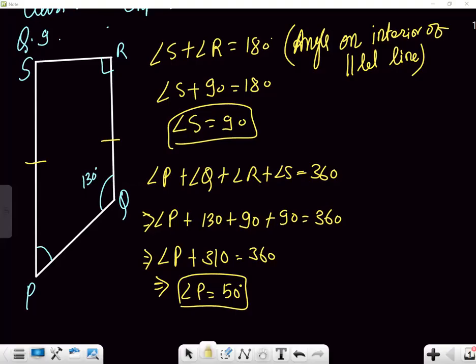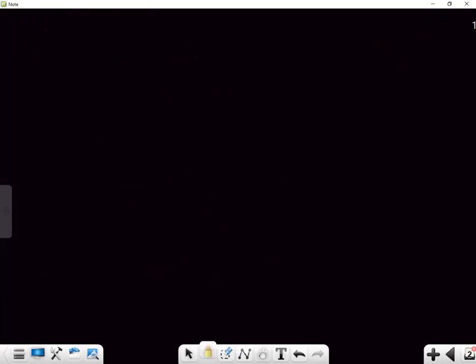Okay. Now question number 10. Question number 10 is that the ratio of the length of two sides of a parallelogram is 3:5. So the ratio of two sides is 3:5.